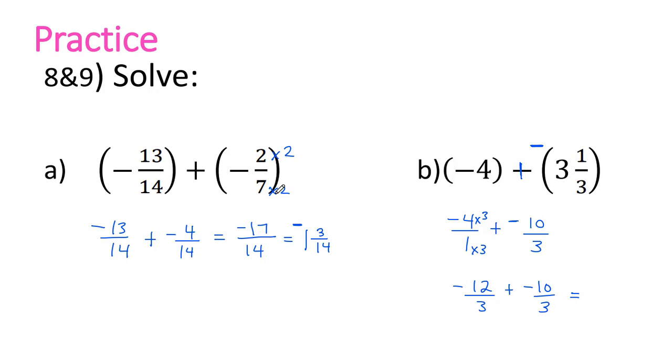I have negative plus negative, so I can simply add the numbers, giving me a negative 22/3, and now I can change back to a mixed number. 3 goes into 22 7 times. Remember that we keep the sign, it's a negative 7 with 1 remaining over 3.